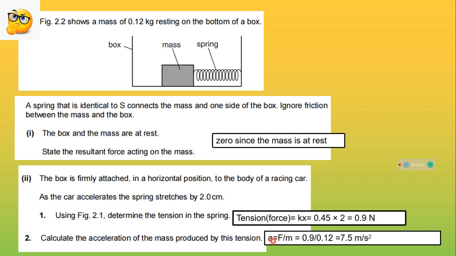Calculate the acceleration of the mass. We know F is equal to ma. Force is equal to mass multiplied by acceleration. So acceleration is force divided by mass. Mass is given, 0.12 kg. Now acceleration is 7.5 meter per second square.